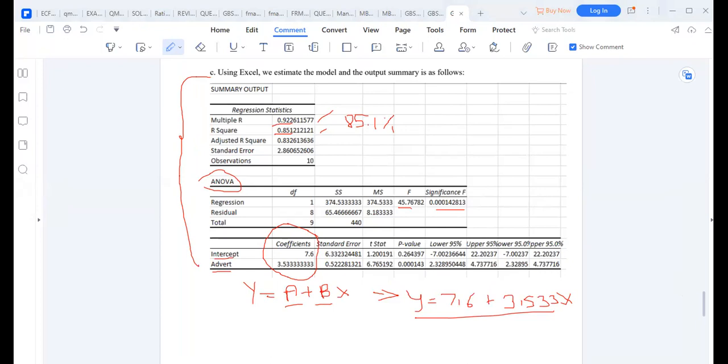The formula for R squared, the coefficient of determination, is it provided for? No, just square the R.